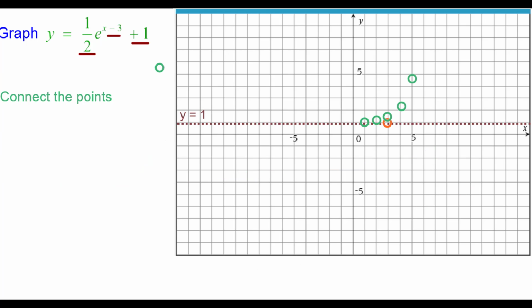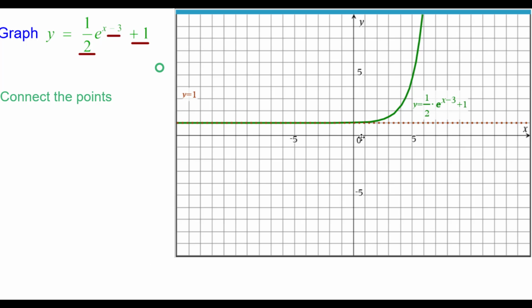Connect the points to make it look like an easy chair using the asymptote as a boundary line, and compare it to the parent function.